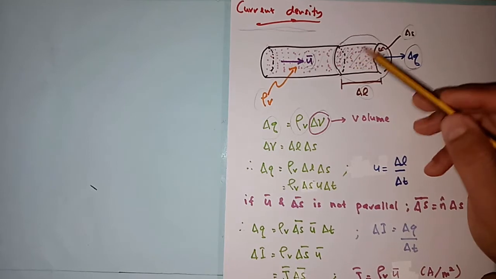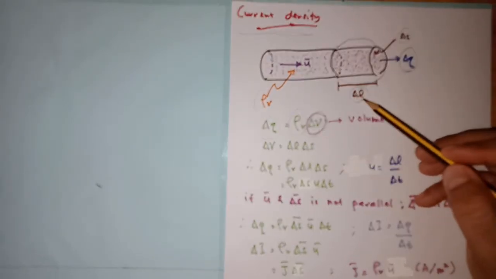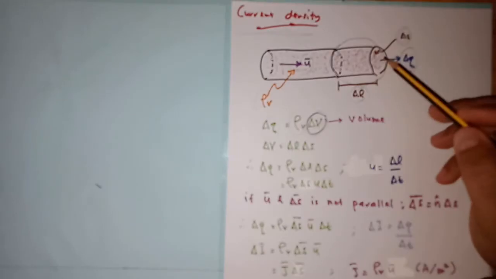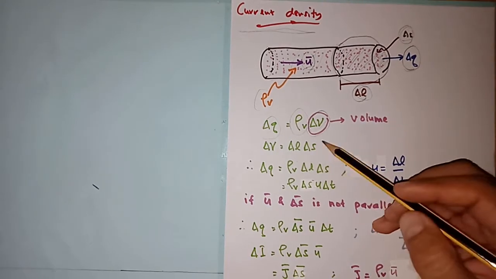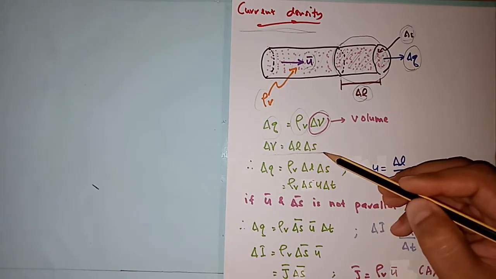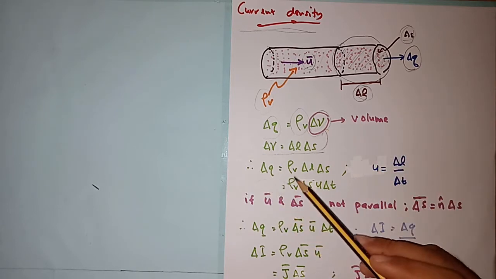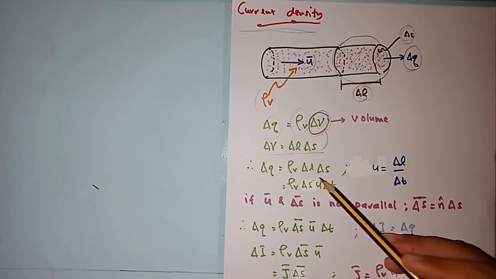Based on the second part of the conductor, the volume of the conductor can be calculated by using delta L multiplied by delta S, which is the length multiplied by the surface area. So by replacing this expression into this expression, we will have delta Q is equal to rho V, delta L, and delta S.